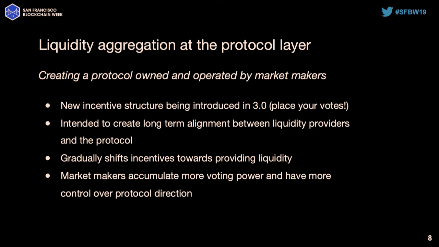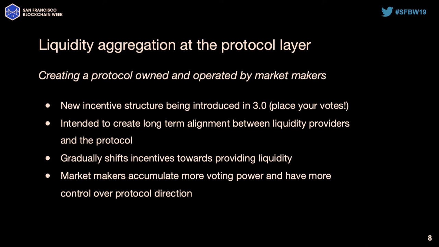The second solution to the liquidity aggregation problem is trying to incentivize people to actually post their liquidity into ZeroX Mesh. The actual peer-to-peer infrastructure is just one level of this problem. So in version 3.0, we are introducing brand new token economics that are intended to do just this. So we want to create long-term alignment between the liquidity providers of the protocol and the protocol itself. Liquidity is a very defensible moat for any protocol. It is not something that can easily be forked away.